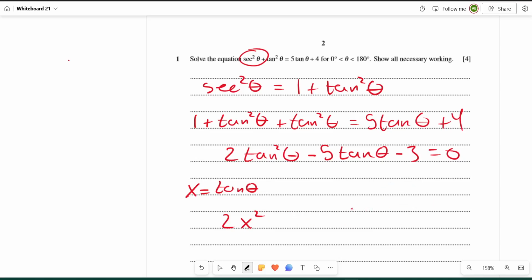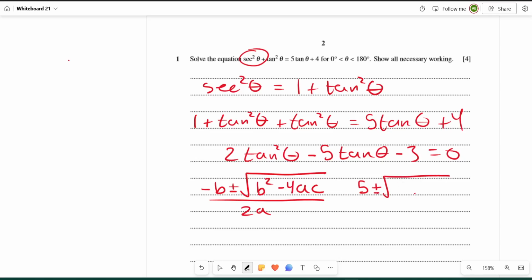However, I feel like it's an extra step. If you're a beginner, you can do that. If you are feeling comfortable with using tan theta straight away, you can do that as well. So let's solve this using the quadratic formula. It goes like minus b plus or minus square root of b squared minus 4ac over 2a. Over here, my b is negative 5, so negative b is just 5 plus or minus square root of negative 5 squared minus 4 times a, which is 2, times c, which is minus 3, over 2 times 2.